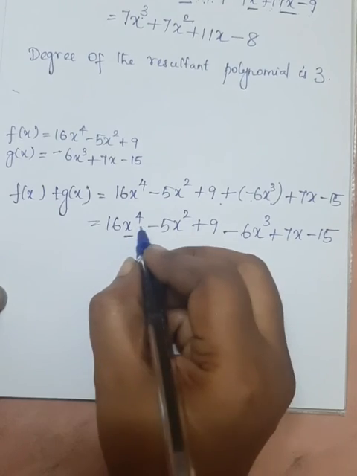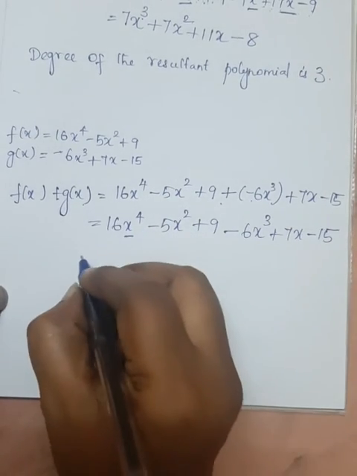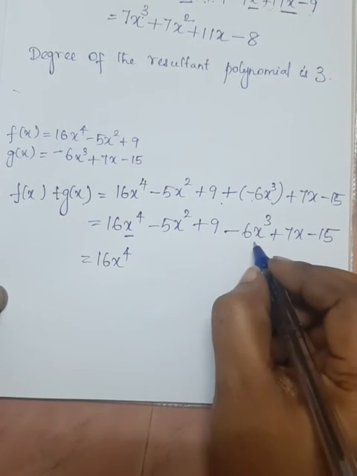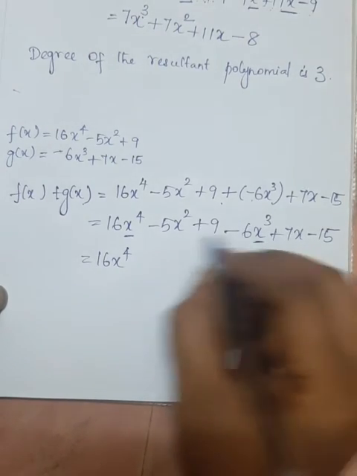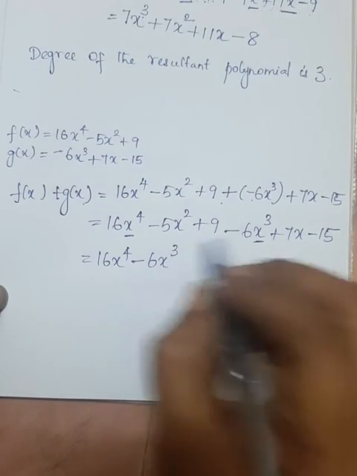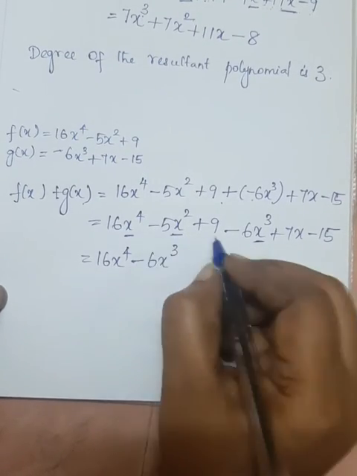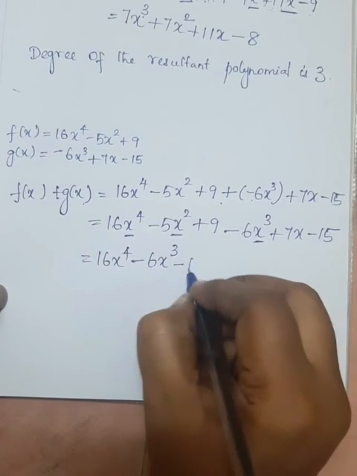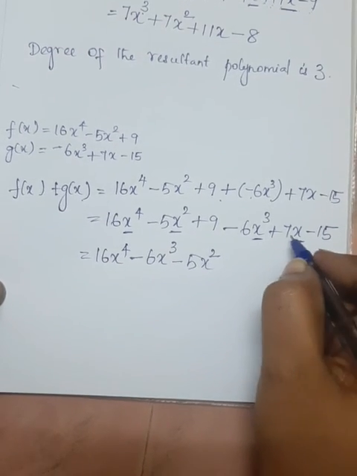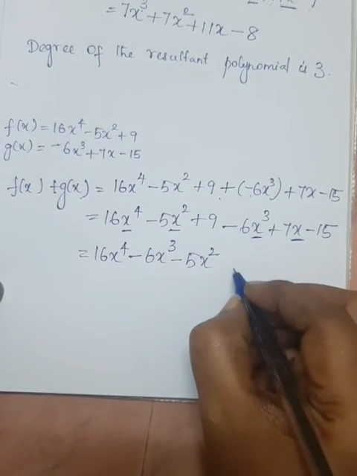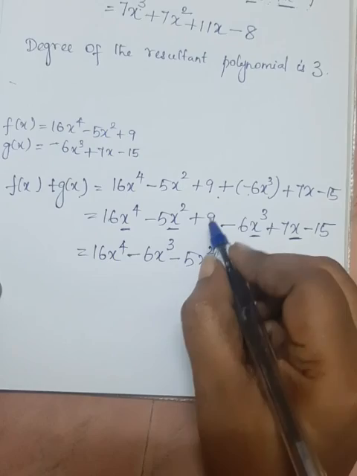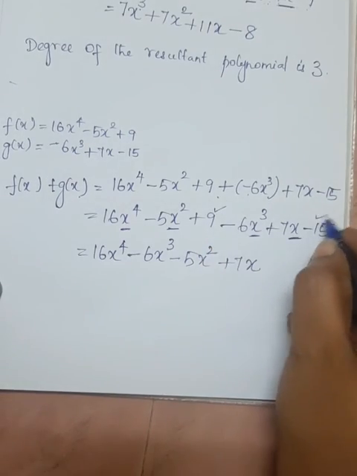You see, x power 4. We don't have any other x power 4 term. So write that as it is, 16x power 4. Next lowest power is x cube. We don't have any other x cube. So take and write that as it is, minus 6x cube. Next lowest is x square. We don't have any other x square. So write that as it is, minus 5x square. Next lowest is x. We don't have any other x term here. So write that as it is, plus 7x. Next is the constant, plus 9 minus 15.